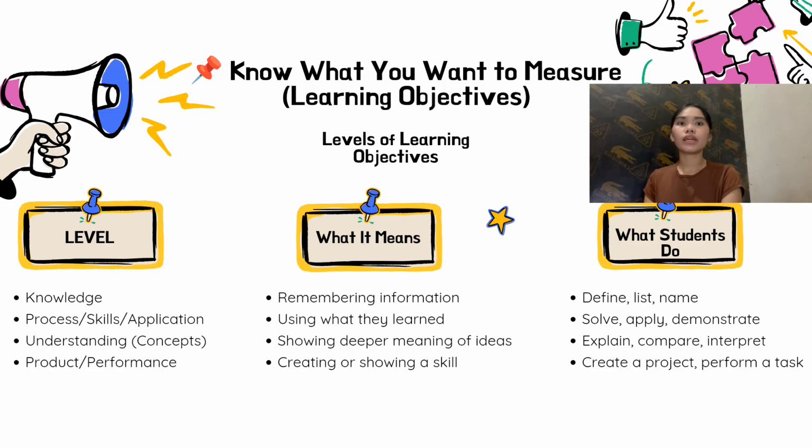Students must explain, compare, and interpret. Pumapasok dito, sa pagdating naman sa understanding, pumapasok dito yung mga bagay-bagay na pag-compare and pag-contrast or pros and cons, nang sa ganun ma-interpret ng students kung ano nga ba yung mga mahalaga or negative effects ng isang bagay na ganito. And the last one is the product or the performance.